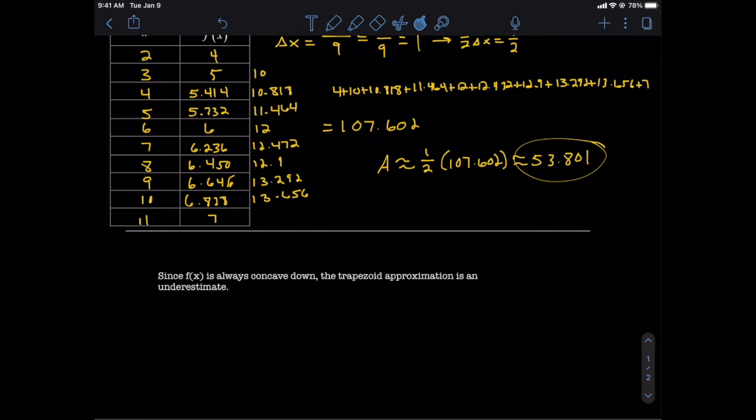And that's it. All we had to do was find delta x, set up our table, find the associated y values, double the middle y values, add all of those y values together, and then multiply by 1/2 delta x. If we want to know whether or not our approximation is an over or an underestimate if we're using trapezoids, we look at the function's concavity. Since this one was concave down, we had an underestimate. But if it was concave up, we would have had an overestimate. Right, that's all I have to say about this for now.